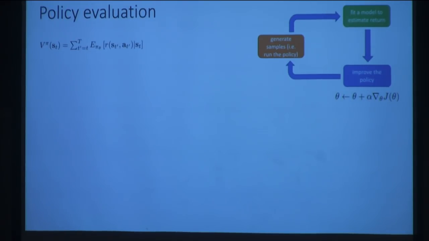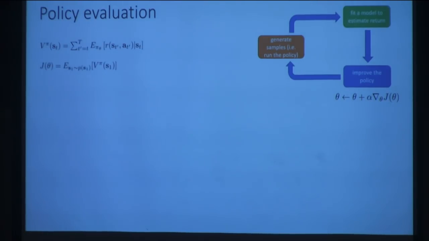Okay, so fitting v pi is referred to as policy evaluation, because it's trying to evaluate the value function for a policy. Fitting v pi itself is not actually modifying the policy. It's just trying to answer the question, how good is this policy in any given state? So that's going to be the green box. The green box doesn't change the policy. The green box just estimates something about the policy that can be used later on in the blue box to improve it. So policy evaluation refers to estimating the value function or the Q function for a given policy without changing that policy.